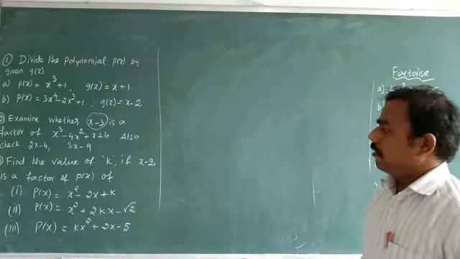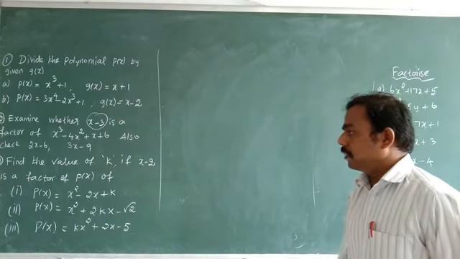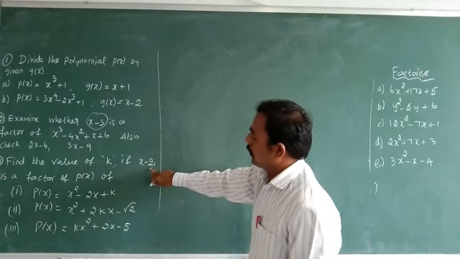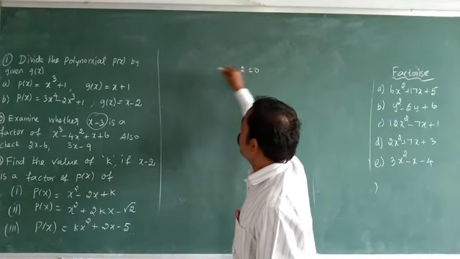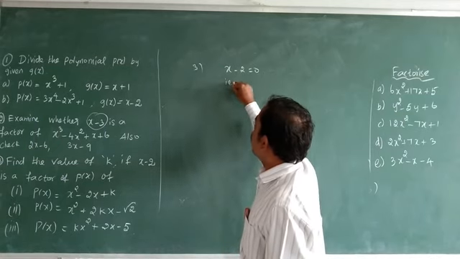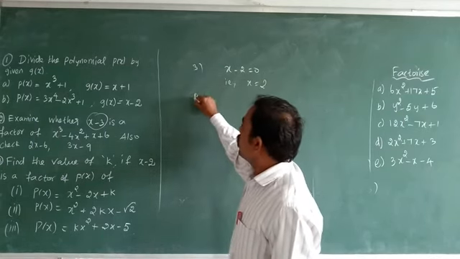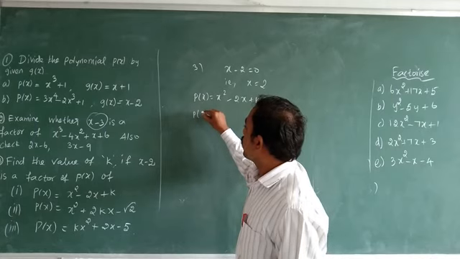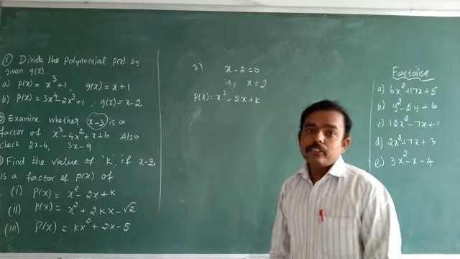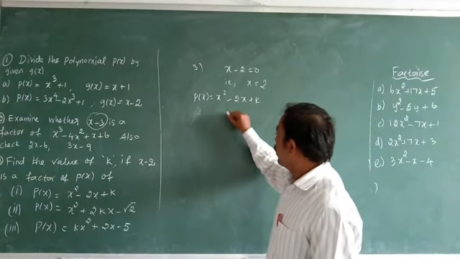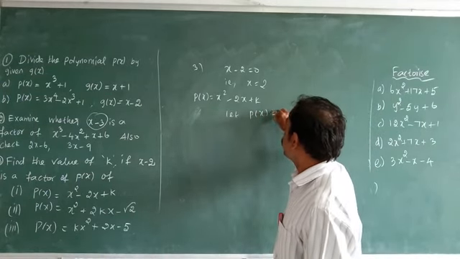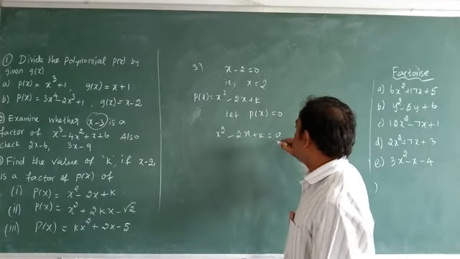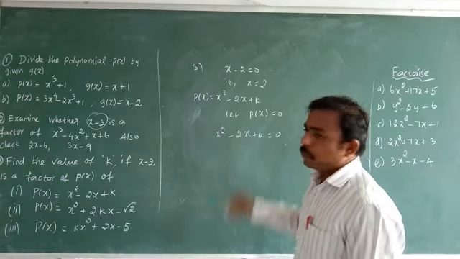Find the value of k, given that x minus 2 is a factor of p of x. We need to find the value. For that, a factor is given, so x minus 2 equal to 0. So that is x equal to 2. Substitute. So p of x equal to x squared minus 2x plus k. Now we need to substitute. We need to consider the value 0 because it is satisfied. So let p of x equal to 0. So that is x squared minus 2x plus k equal to 0 when x is equal to plus 2.